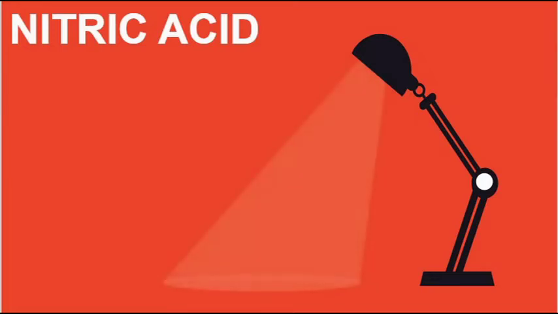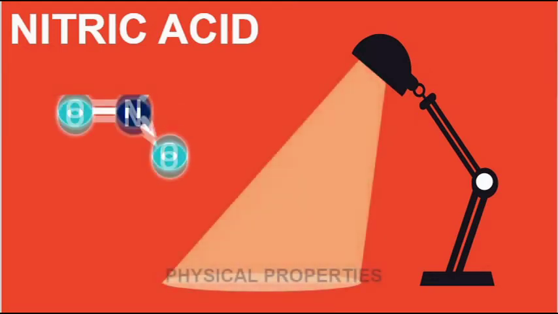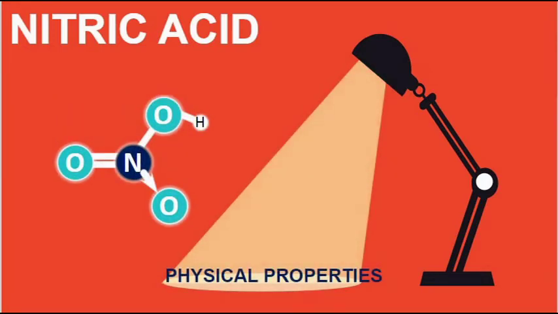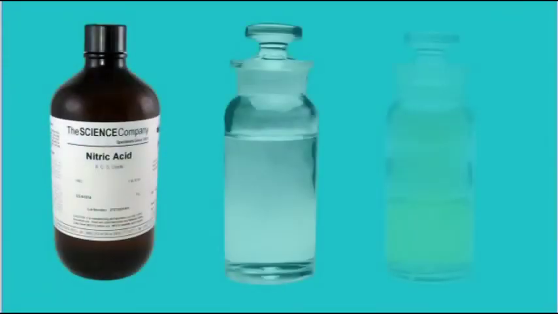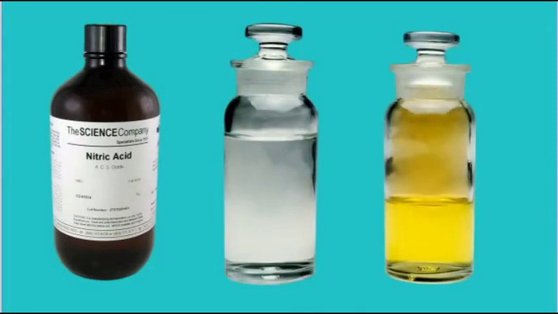First off, physical properties. What is the state, the color, the smell, the boiling point and melting point of this acid? Keep these questions in mind as we are going to uncover the answers. Make a guess. Which of these three bottles contain nitric acid? If your answer is any of them, you are always correct, because all three of them contain nitric acid.